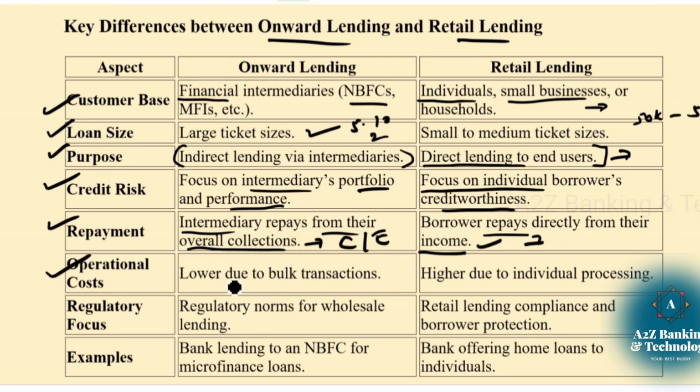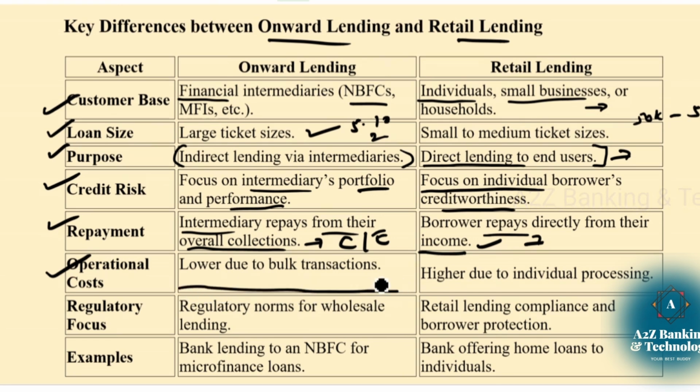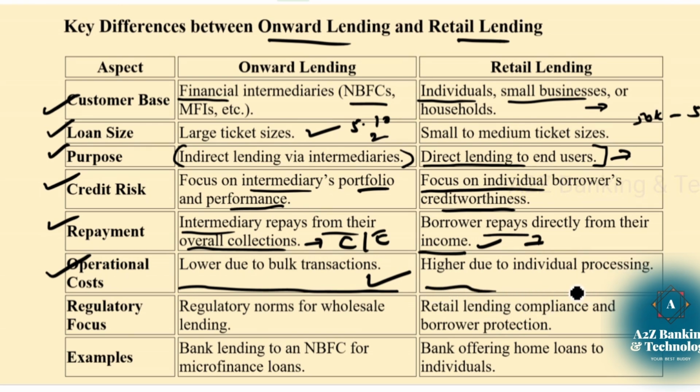Operational cost. Since there is direct funding from bank to bank, this is just a transaction. Once you are certified with the bank or NBFC performance, you need to just directly make a transaction. So the operational cost is very low in onward lending. But on the other side, in retail lending, there is a high operational cost because managing individual customers in volume gives you the OPEX cost. It requires technology, manpower, branches, and many other costs are involved in retail lending.